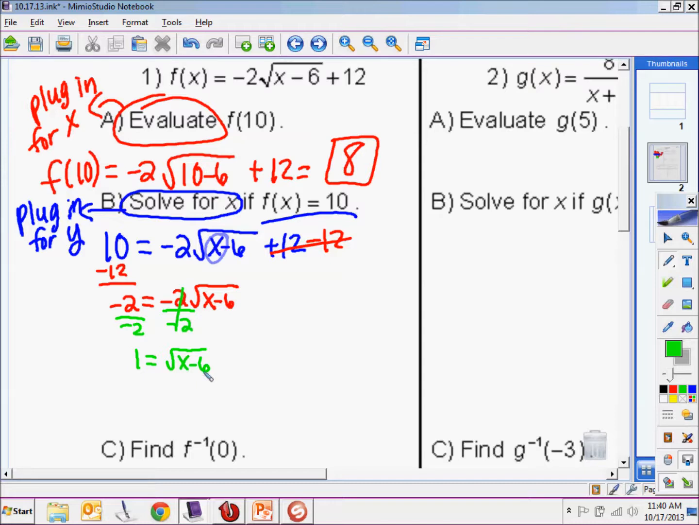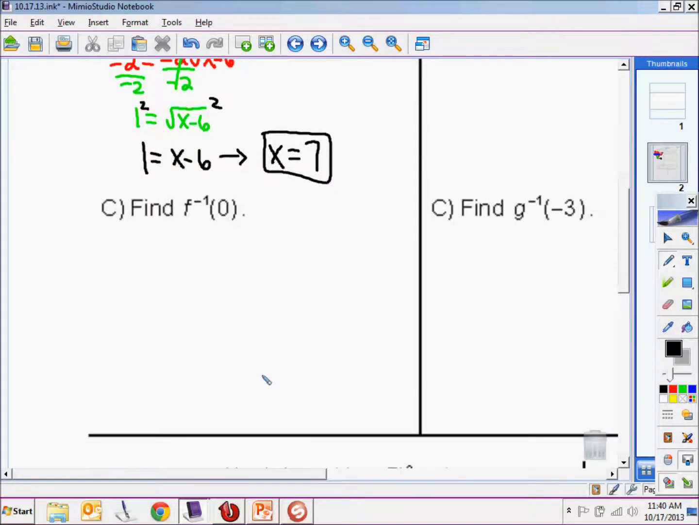I square both sides. The only way to set free a square root is to square. So when I square, it sets it free. So 1 squared is just 1, and I'm left with 1 equals x minus 6. And what does that lead to? X equals 7. Because I could add 6, but I know the only number that I can subtract 6 from to get 1 is 7. Do we remember this? Yes. Are we comfortable with this? All right, perfect.